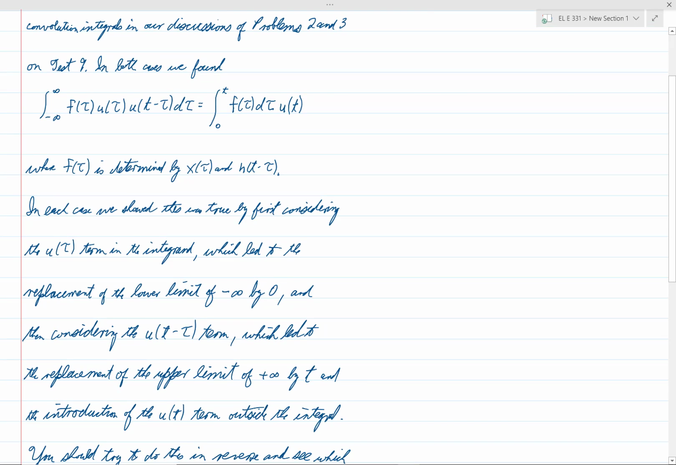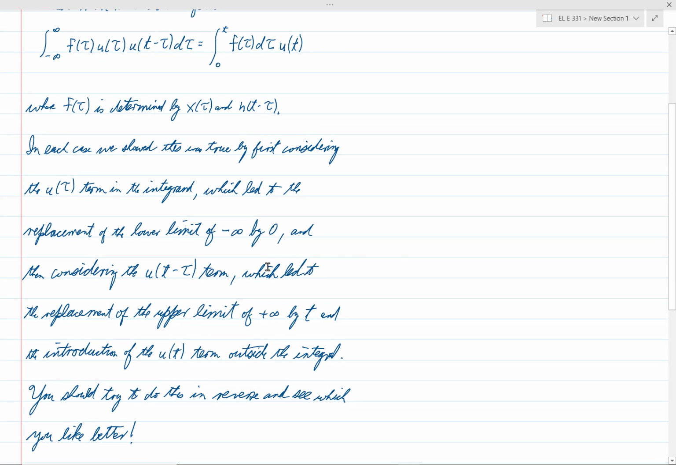recording of the Zoom session for Lecture 9, you will see that what we did in each case was that we first considered the u of tau term in the integrand. And that was real easy. That just led us to replace the lower limit of the integral. That lower limit of negative infinity was replaced by 0. And then we had a somewhat more involved discussion of the u of t minus tau term. That discussion led to the replacement of the upper limit of positive infinity by t, and also the introduction of the u of t term outside the integral.